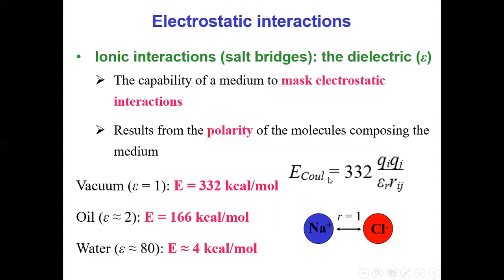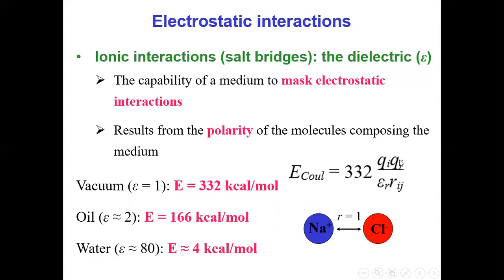Now we can imagine that these two atoms can be in 3 types of media. The first one is vacuum. Vacuum does not have anything inside it except the interaction charges. So the dielectric of the medium is 1 because it doesn't have any polar molecules inside it. So in this case, the energy is very simple to calculate.